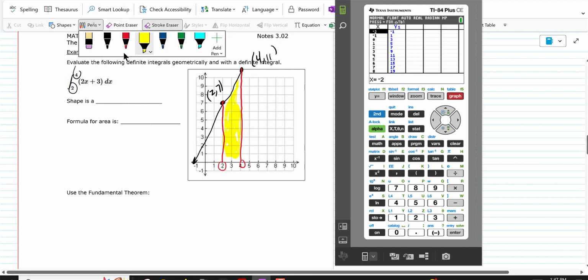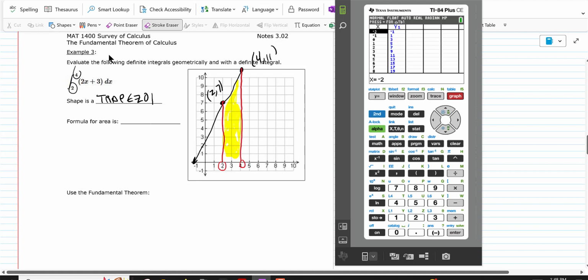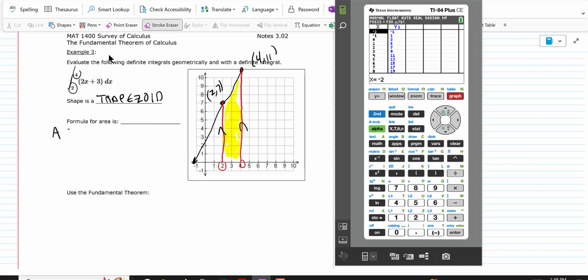But this shape is called, does anybody know what this shape's called? It begins with T. Trapezoid. It's what we call a trapezoid. A trapezoid is a four-sided figure where two opposite sides are parallel and the other two are not parallel. So these two sides right here are parallel, okay? And there's a formula for it, and the formula is area equals the height times the sum of the bases.